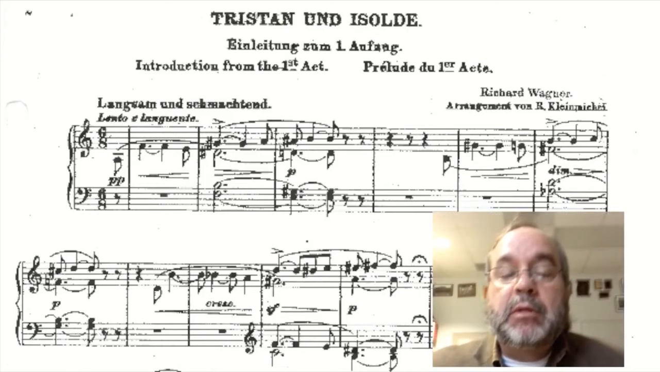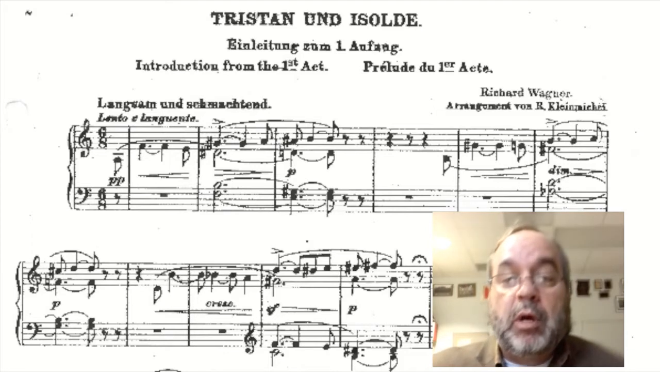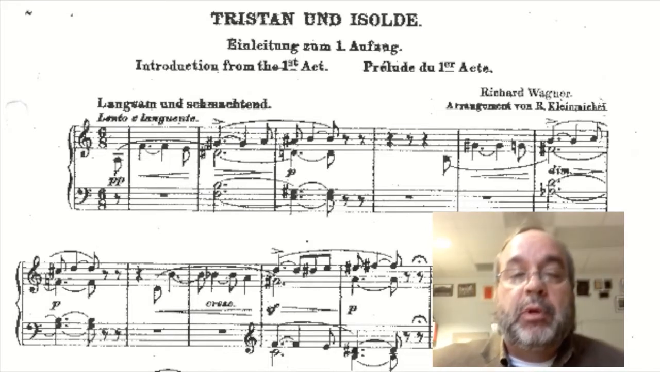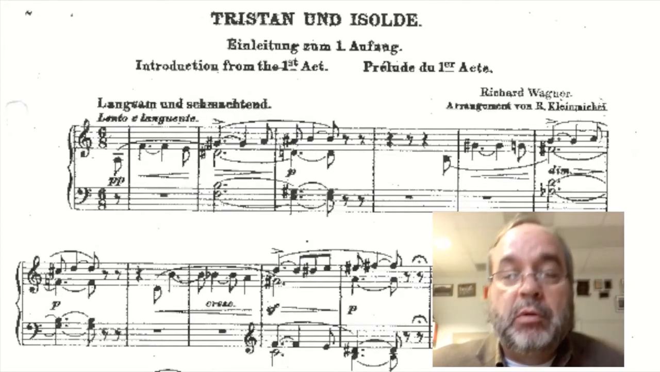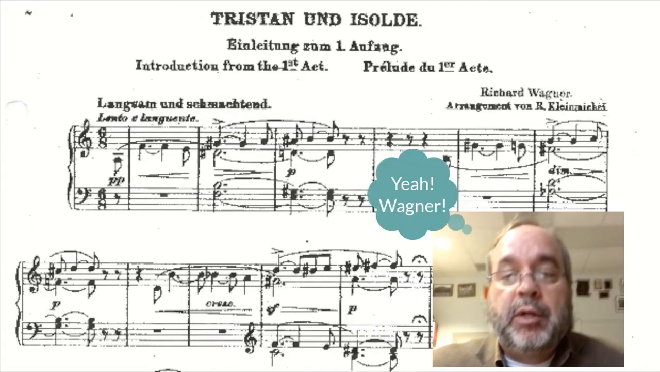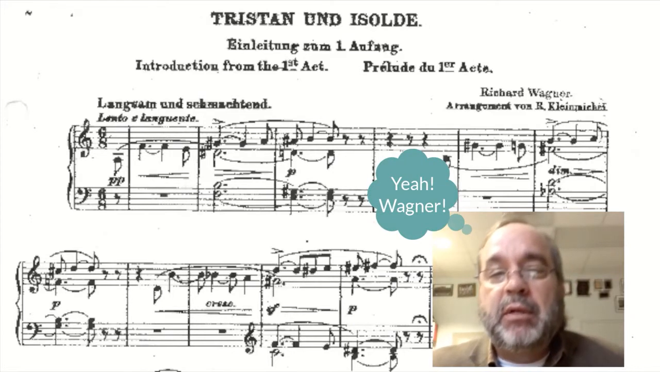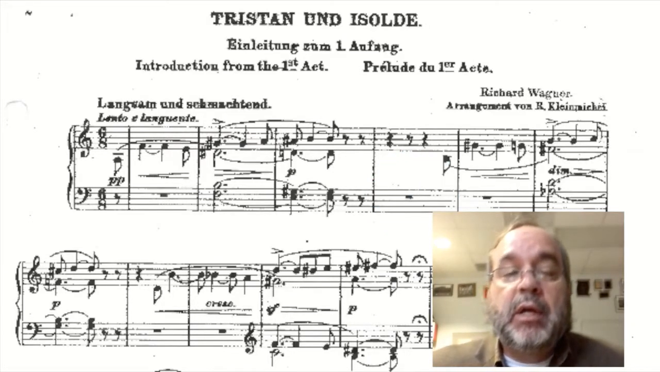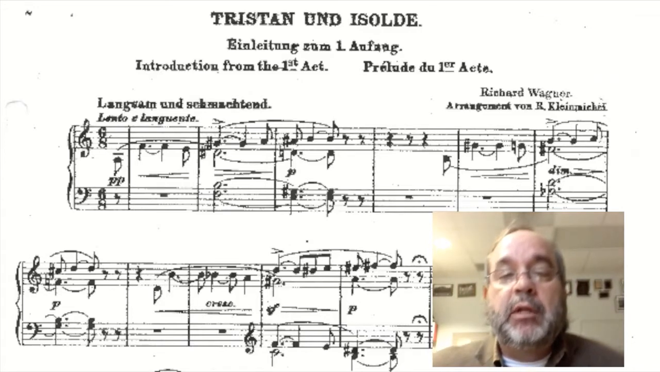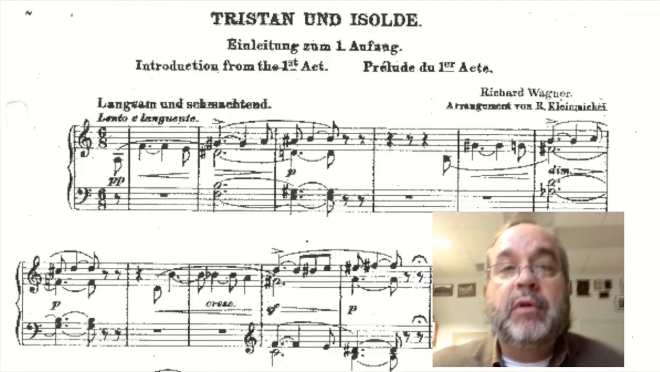Hey guys, today we're going to look at what is commonly referred to as the Tristan chord, which comes from an opera, music written by Richard Wagner in the mid 19th century, around 1857 to 59. He wrote this music, and the opera, which he would have called a music drama, premiered in 1865.